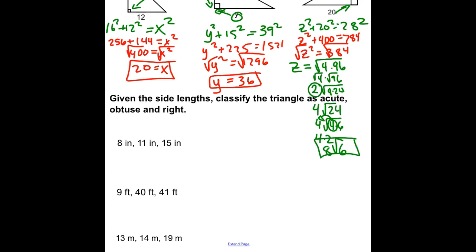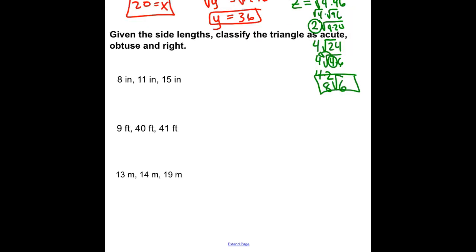So this objective also talks about the converse of the Pythagorean theorem. The converse of the Pythagorean theorem essentially says that if a squared plus b squared is c squared, you have a right triangle. But there are also situations where a squared plus b squared does not equal c squared. If for some reason c squared is bigger, it means you have an obtuse triangle. If c squared is smaller, it means you have acute. If c squared is the same, that means you have a right triangle.